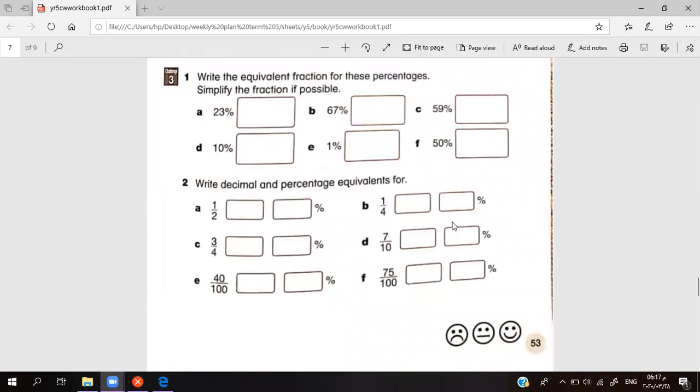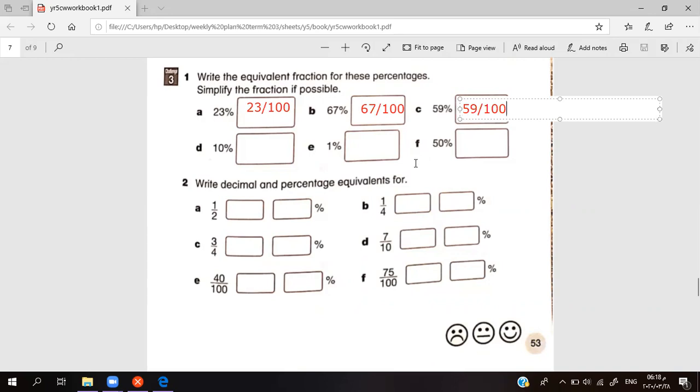Okay, challenge 3. It's very easy. Write the equivalent fraction for this percentage and simplify if possible. The 23%, how can I write it as a fraction? It's very easy. Note that a percentage is always a fraction with a denominator of 100. So it's 23 over 100. What about B? It's 67 over 100. What about C? 59 over 100.